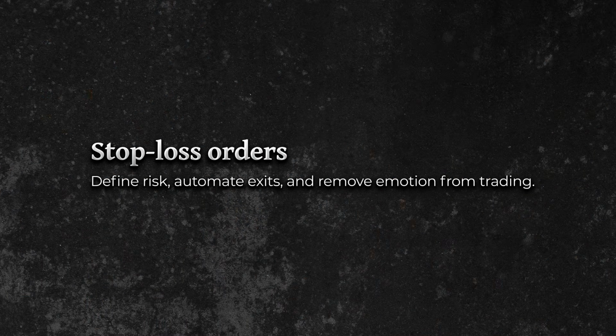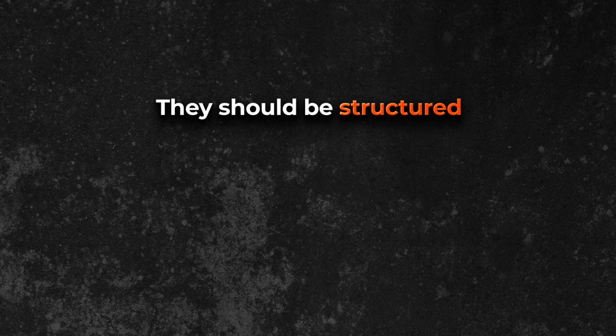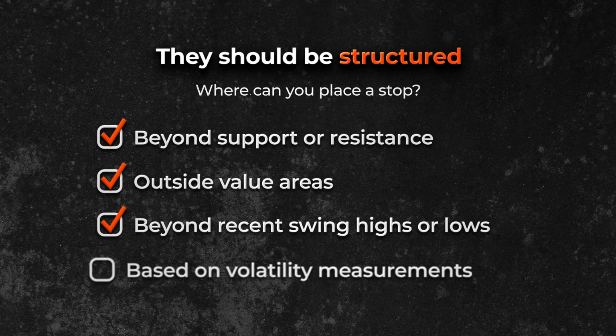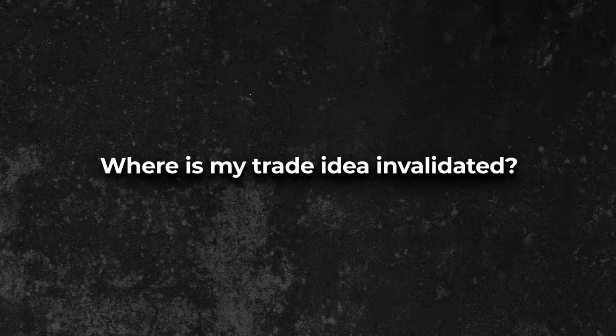One of the most important tools in futures trading risk management is the stop-loss order. Stop-loss orders allow you to define risk before entering, automate exits, and remove emotion from decision-making. Keep in mind, stops shouldn't be random, they should be structured. Common approaches include placing stops beyond support or resistance, outside value areas, beyond recent swing highs or lows, or based on volatility measurements. Each of these methods ties risk to market structure, not emotion. The real question is simple: where is my trade idea invalidated? If price reaches that point, the premise is wrong and capital protection takes priority. Stops aren't about being pessimistic, they're about being prepared.